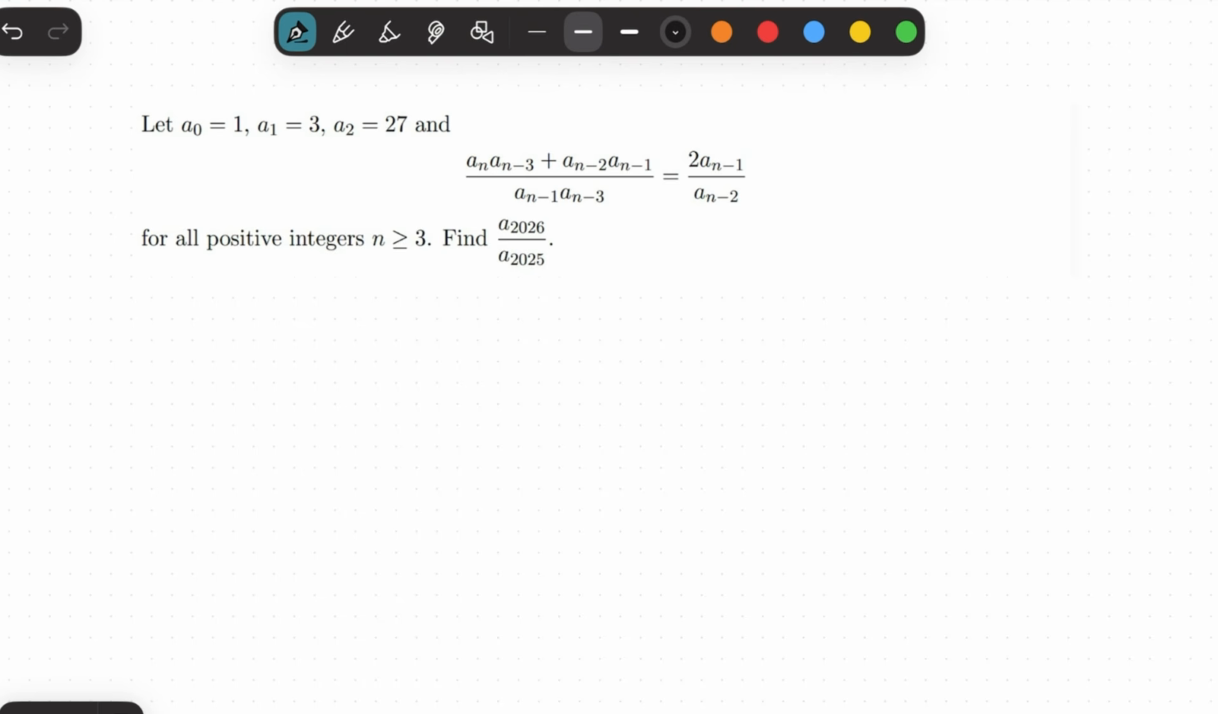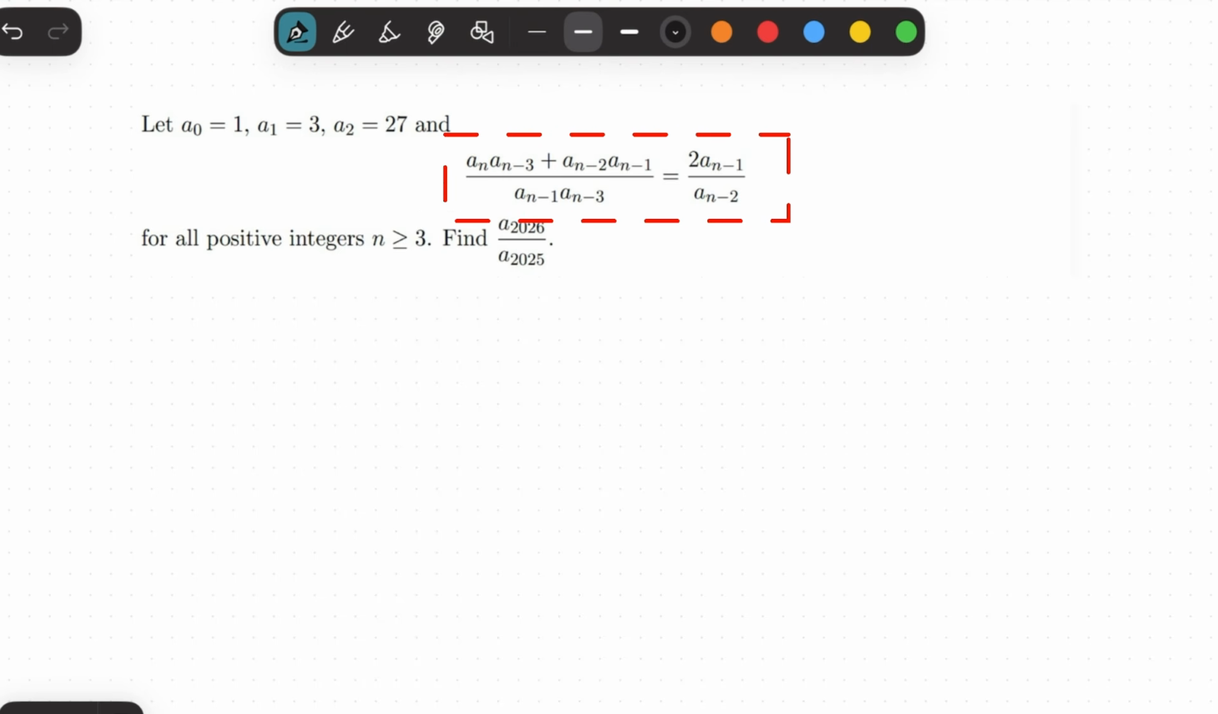All right, so of course, to solve such a problem, the first step is to understand it very, very well. Now, of course, in this case, it might not be too hard to understand it. I mean, we're given three initial conditions, we're given a recursive formula, and then we're finding some sort of ratio.